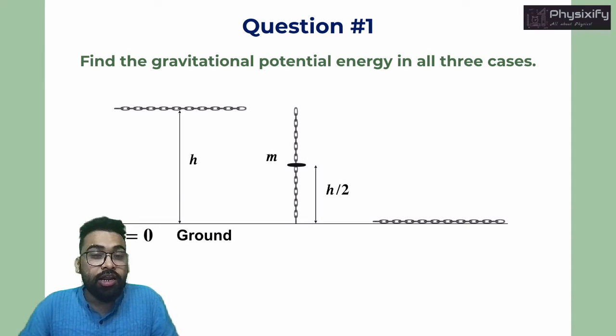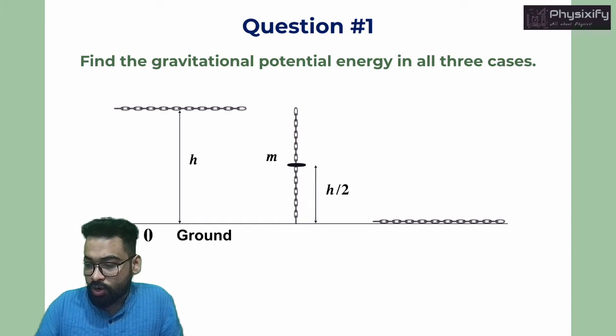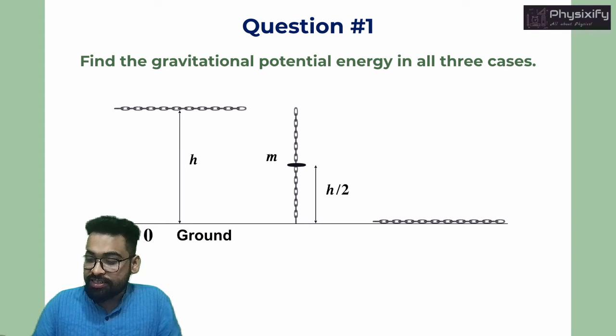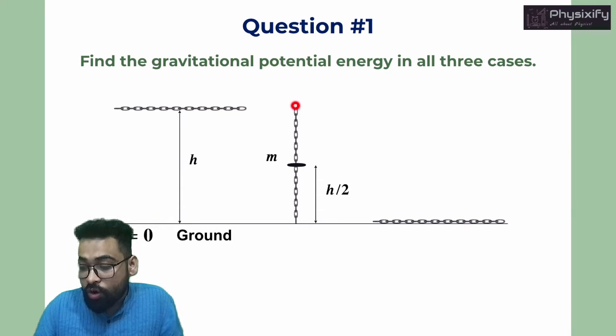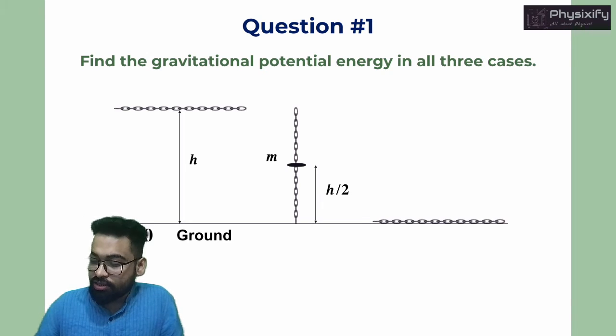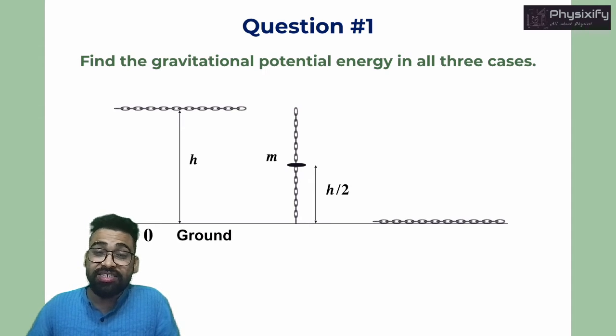Here they are. In case number 1, you have your chain that is h height above the ground. We are also told that the potential energy of the ground is assumed to be 0. The second case is that your chain is vertical like this, such that if you have the whole chain of length h, what would be the potential energy then? And in the third case, you have the length h chain again, and this time it is lying horizontally on the ground. What would you do?